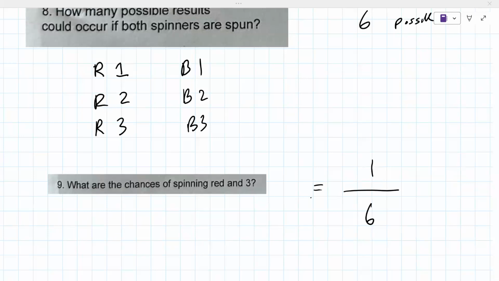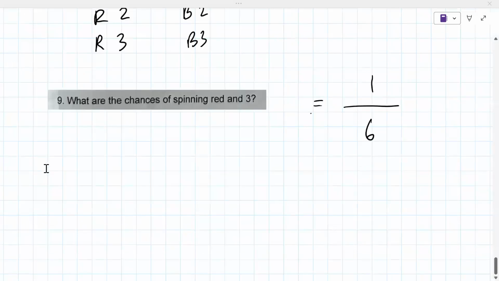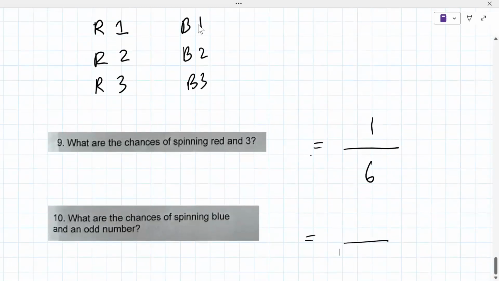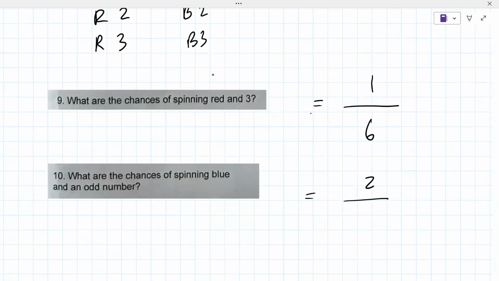So for number 10, blue and odd number. Would it be 3 over? It has to be both blue and odd. So how many are blue and odd? 1. So 1/6. I see 2. Blue and 1, blue and, oh, 3. So blue, 2 and 6.